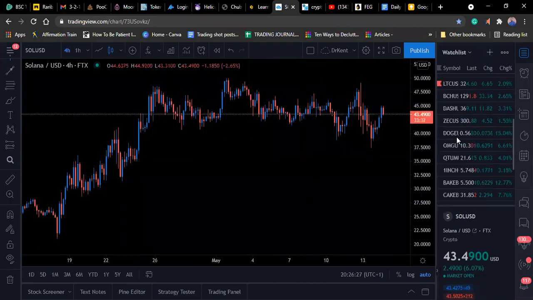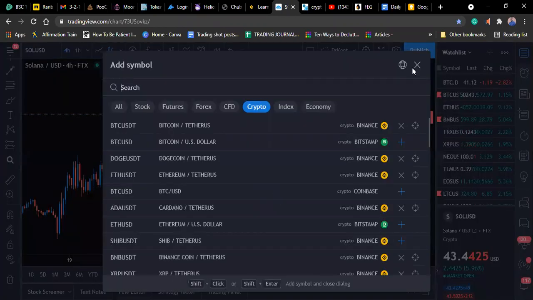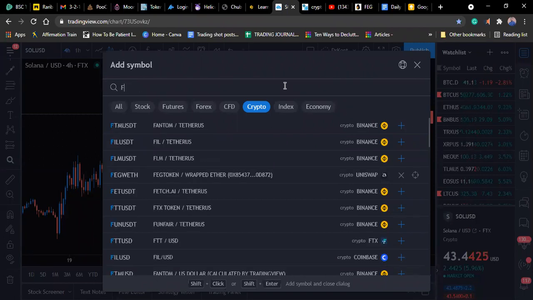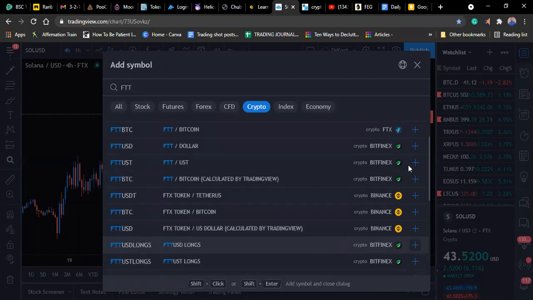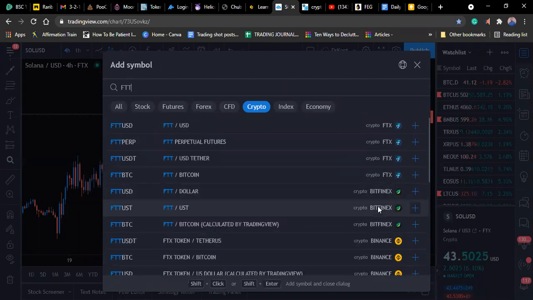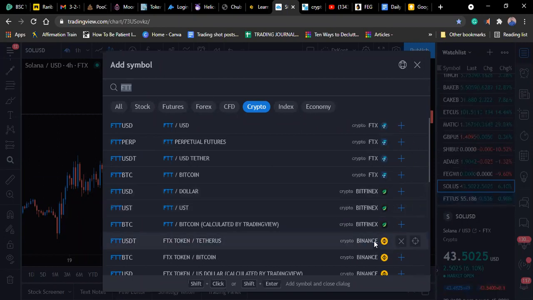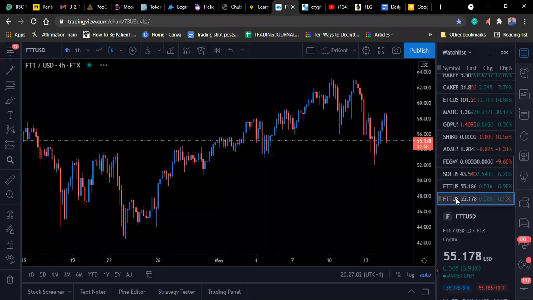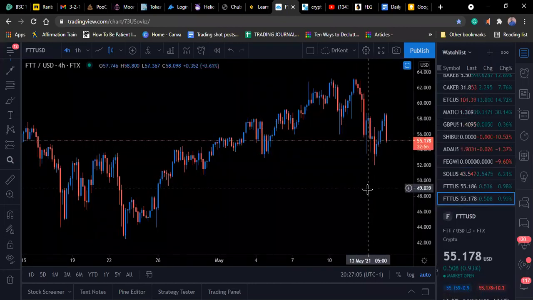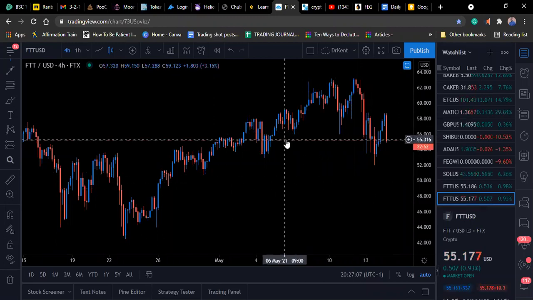Then let me add FTT. FTT is the FTX token, a futures trading token. So you have to know all the names of these tokens, so it's easier to search. So you look for FTT, then you look at the different exchanges where it's trading. So you pick one exchange that you like. This is Binance. You can pick Binance or you can pick FTX. So this is FTT going down. Almost everything is going down.